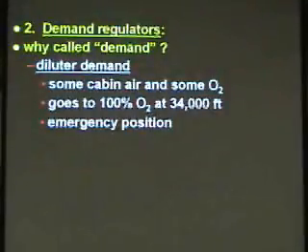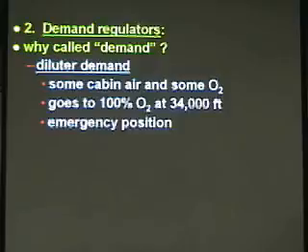From sea level to 10,000 feet, you're going to get just air. If the cabin goes above 10,000 feet, you're going to start needing some oxygen, and it will dilute the oxygen with some cabin air. And the higher and higher you go in cabin altitude, the less and less cabin air you breathe, but the more and more oxygen you breathe. It doesn't pull in outside air from the airplane. It lets you breathe cabin air plus oxygen.